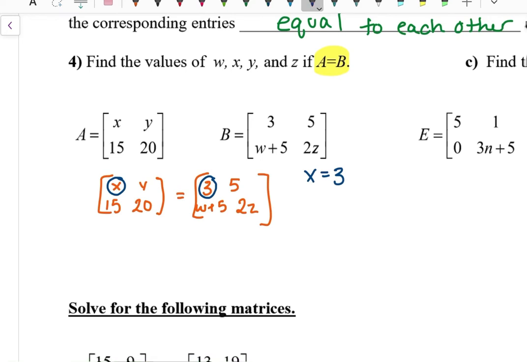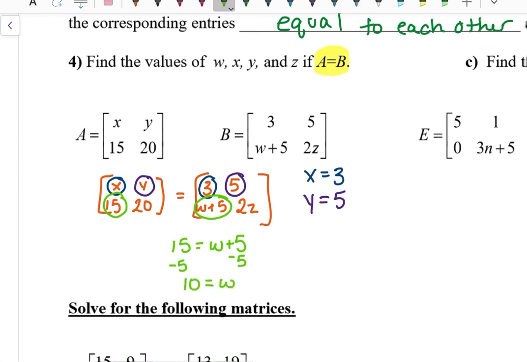Next, you can see that y and 5 are both in the top right corner, so I can say that y is equal to 5. Next one I'm going to look at is 15 and w plus 5. I'm going to set those equal to each other, so 15 is equal to w plus 5. Now, we're not quite done like we were with x and y because we do need to solve for w. I'm going to subtract 5 from each side, and I'm going to get 10 is equal to w.